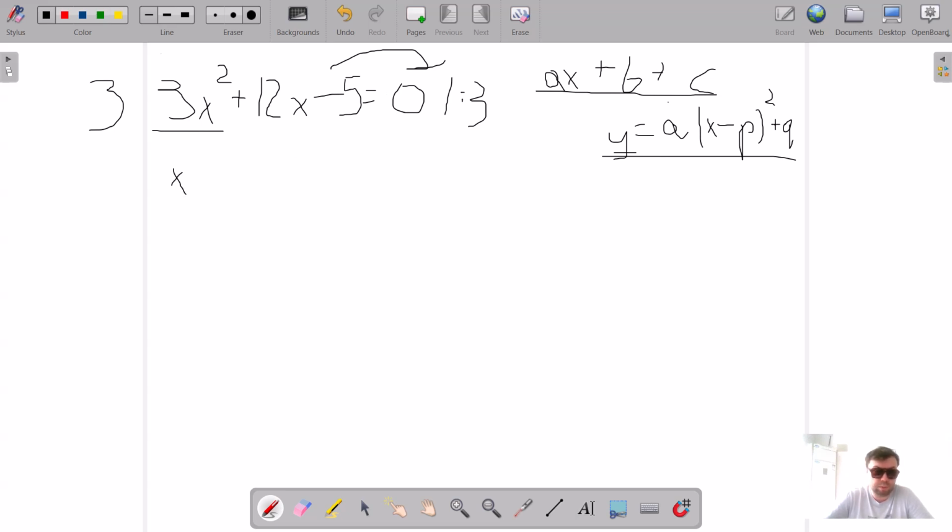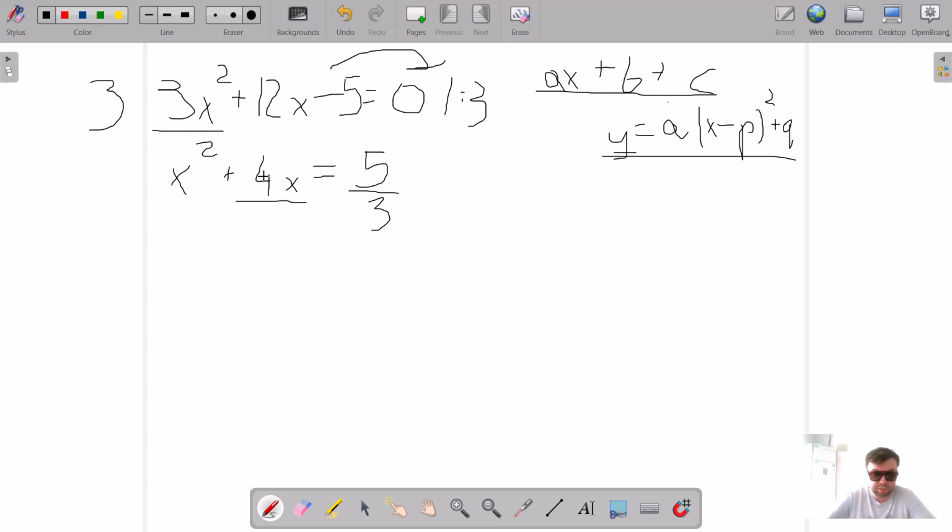After dividing by 3 and moving this term to the right, it will look like this: x squared plus 12 divided by 3 is 4, plus 4x, equals 5, because we changed the sign from minus 5 to 5 after moving to the right side. So it will be 5/3. And this is the moment to isolate b, I mean, to get this completing the square method.